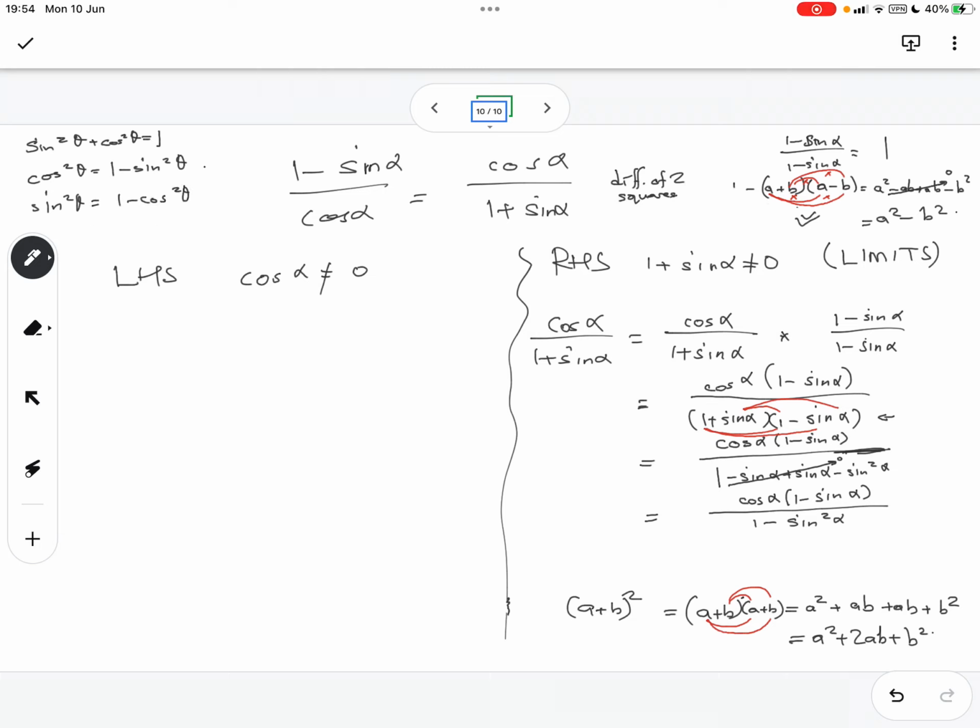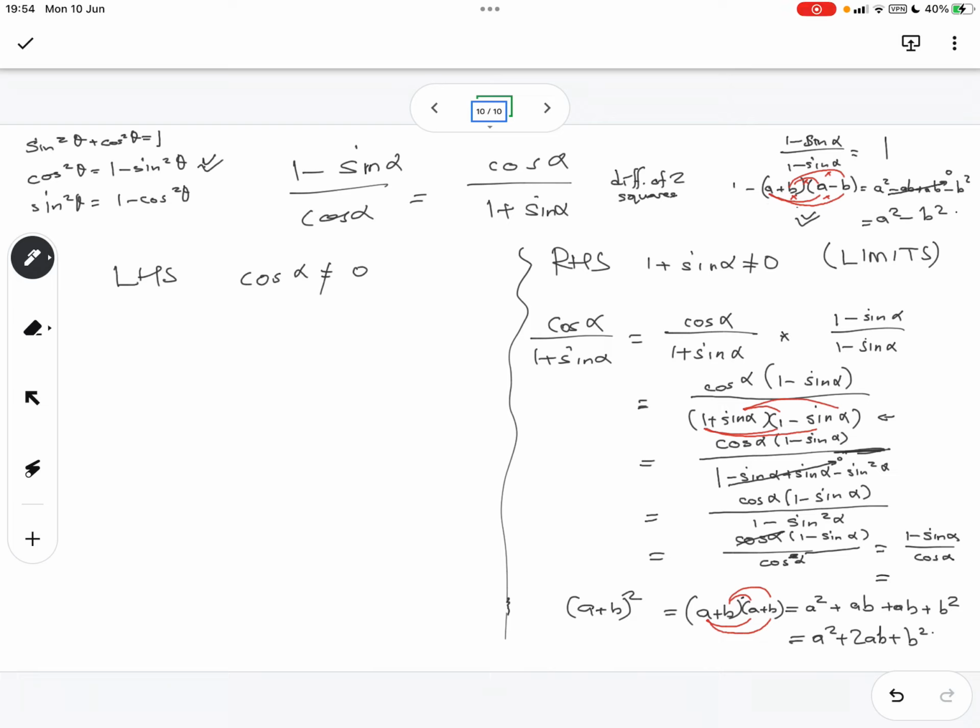Our square identity is sine squared theta plus cos squared theta equals 1. And if we make cos squared the subject of the formula, then we are left with 1 minus sine squared theta, just as if we make sine squared the subject of the formula, we're left with 1 minus cos squared theta. So we can pick and choose one of the two. The most accurate one is this one.